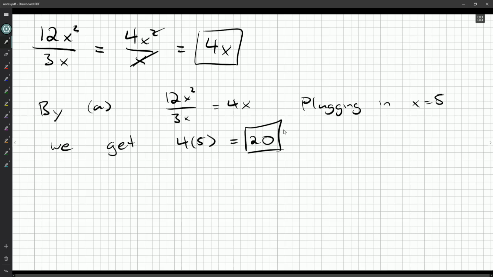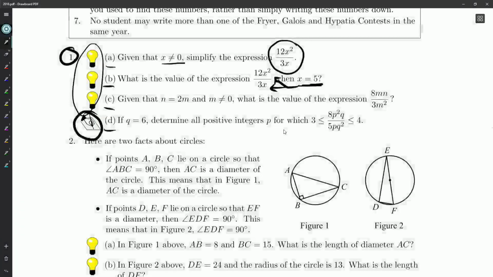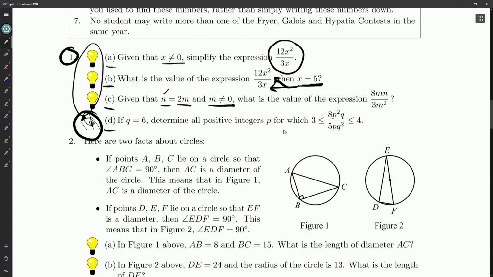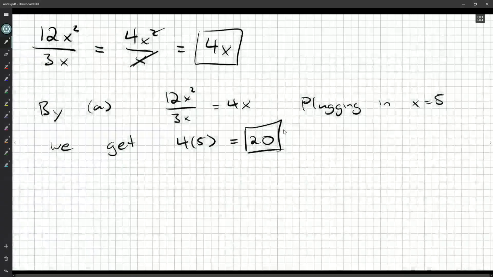That way I don't have to do 12 times 5 squared over 3 times 5, where I would probably need to reach for my calculator at that point. Simplifying using part A allows me to answer the question quite quickly. Okay, so now C part. Given that n is equal to 2 times m, and that m isn't 0, and that would mean that n is also not equal to 0, what is the value of the expression 8mn over 3m squared? Okay, well, let's write down our expression.